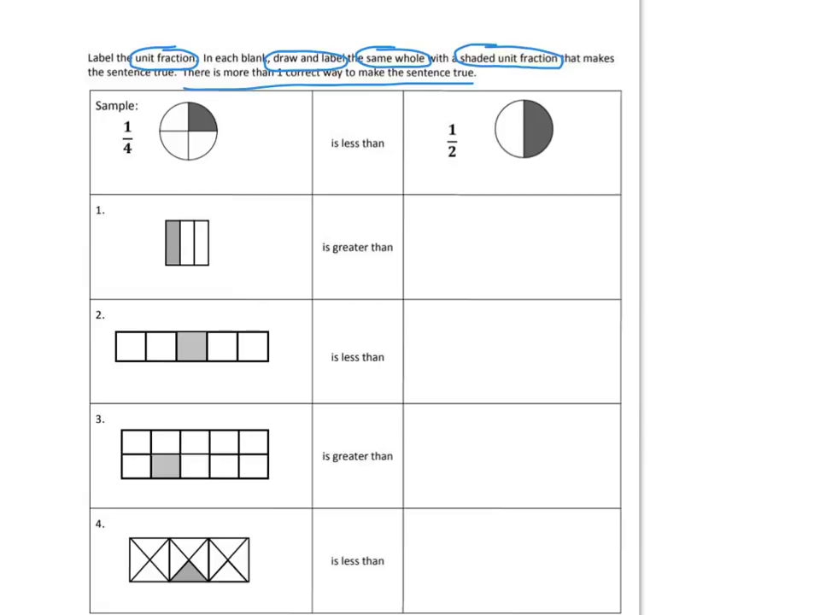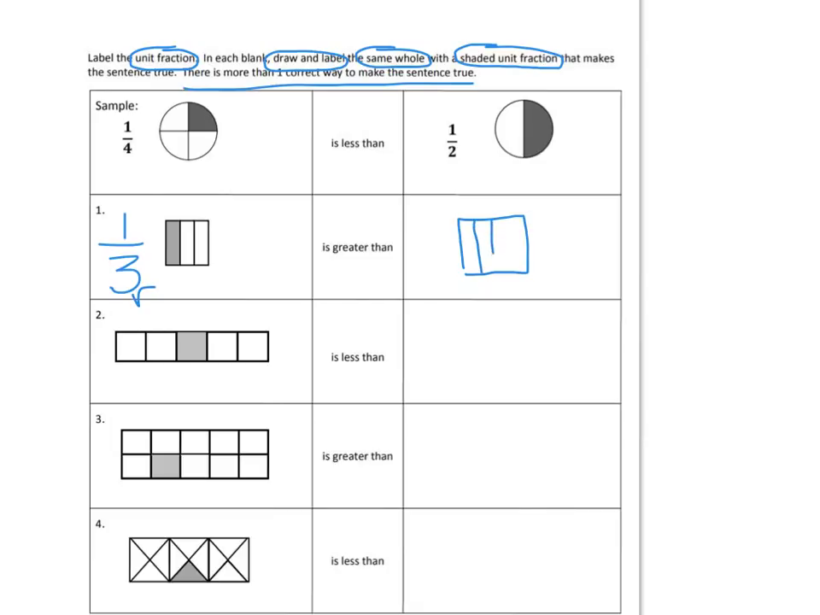Let's look at number 1. The unit fraction here is 1/3. And remember, it's a unit fraction because the numerator is 1. Let's read the sentence now. 1/3 is greater than, I'm going to draw the same whole and create a shaded unit fraction. So here's the same whole, and I'm going to create a unit fraction that will make this sentence true. In this case, I'm going to choose 1/4.